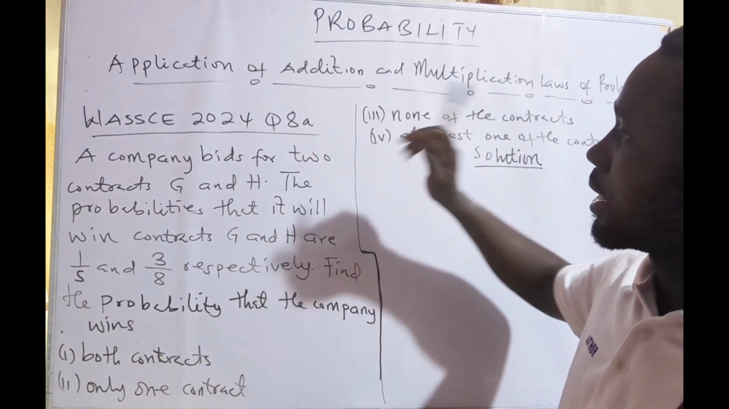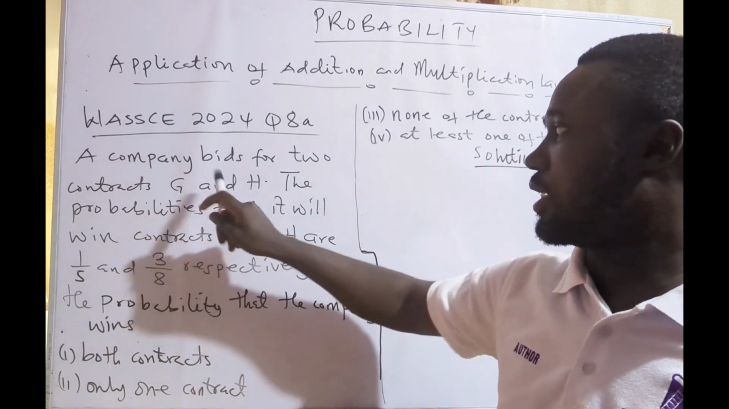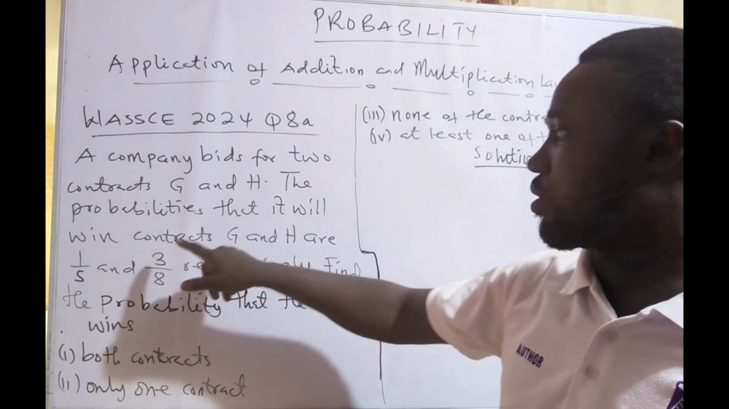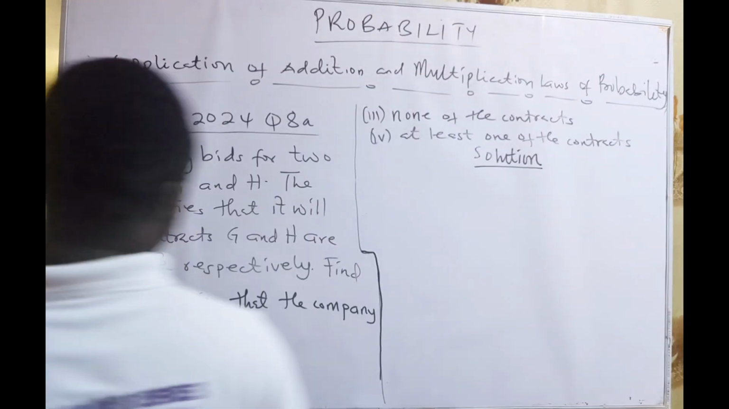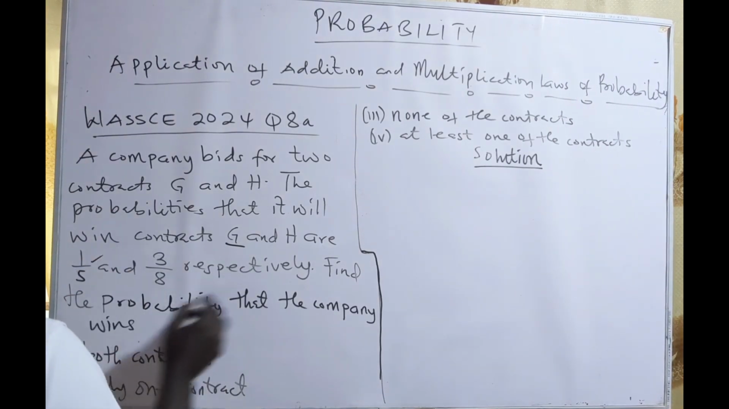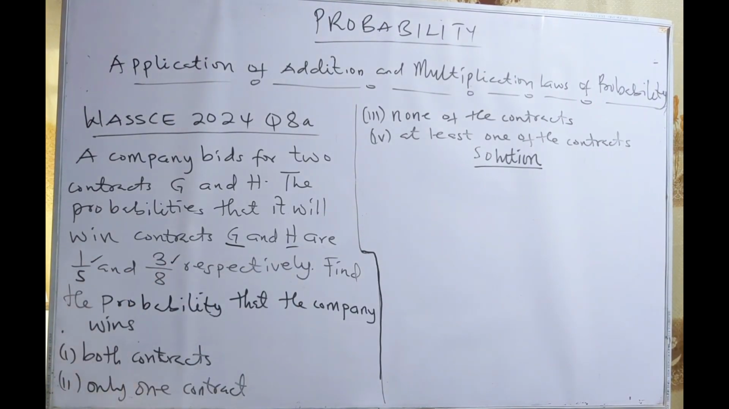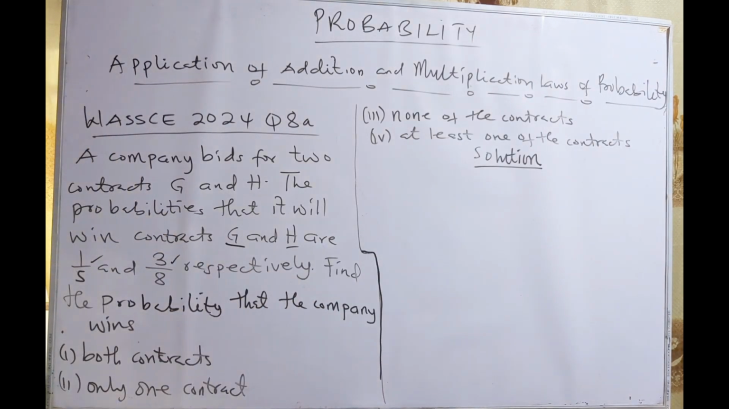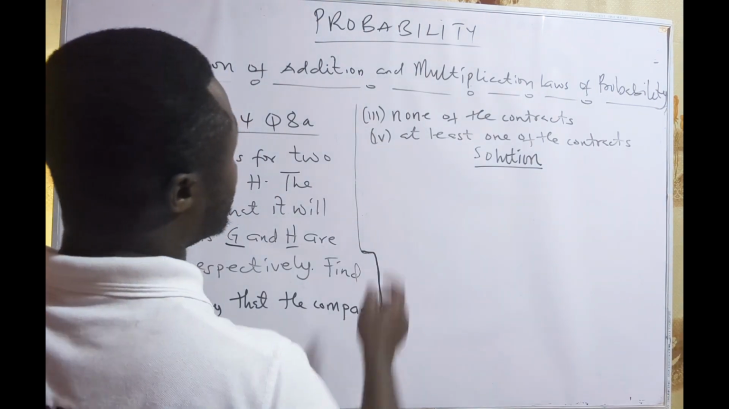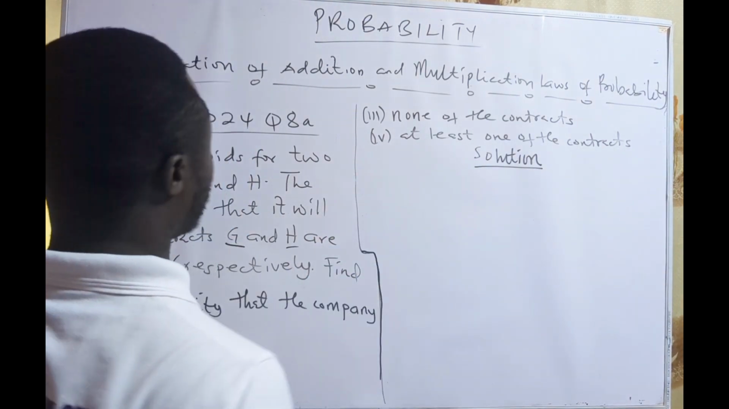WASSCE 2024 question 8a. A company bids for two contracts J and H. The probabilities that it will win contract J and H are 1/5 and 3/8 respectively. It means the J is 1/5 and then the H is what? 3/8. Find the probability that the company wins (i) both contracts, (ii) only one contract. And then this was the main question, but I have added these two so that any type of question that they can ask you, you should be able to answer: (iii) none of the contracts and (iv) at least one of the contracts.